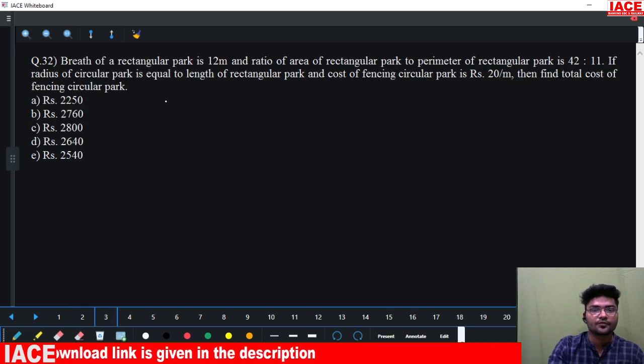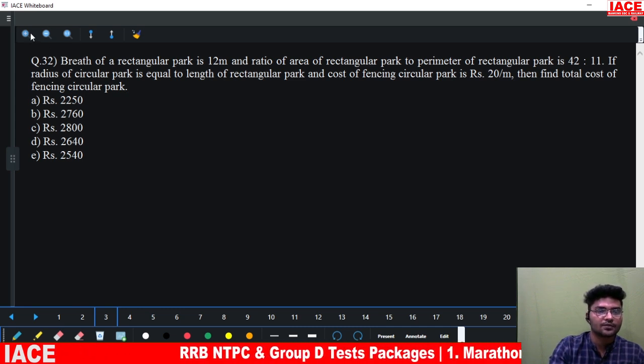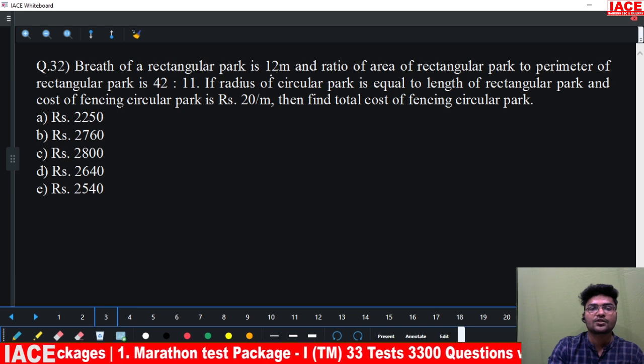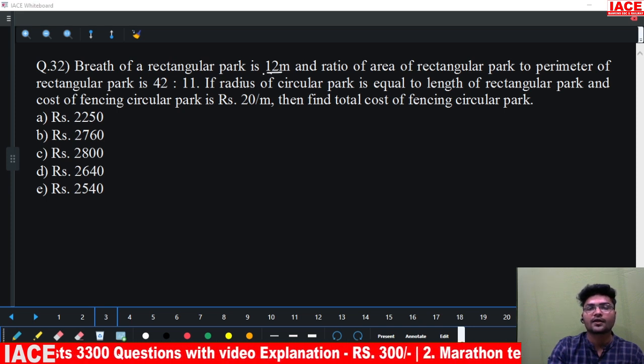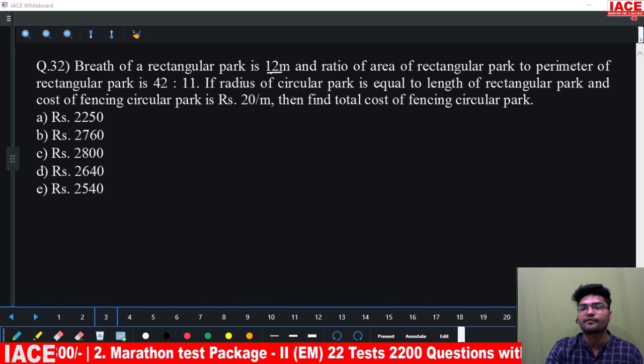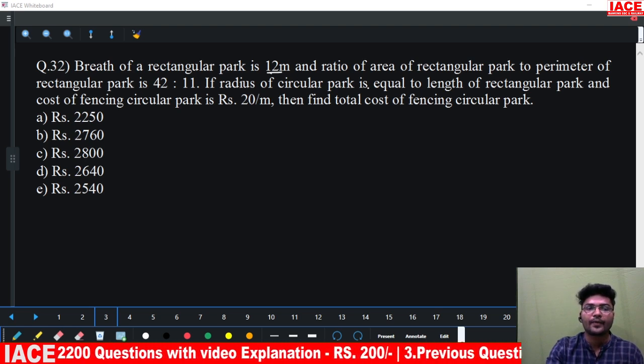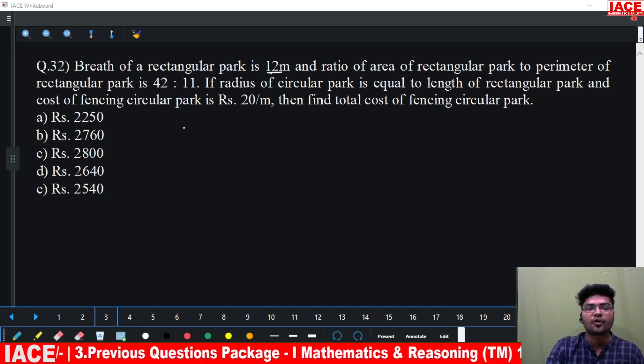Next, question number 32. Breadth of a rectangle. Let me zoom this. Breadth of a rectangular park is 12 meters. The ratio of area of the rectangular park to perimeter of the rectangular park is 42 is to 11.